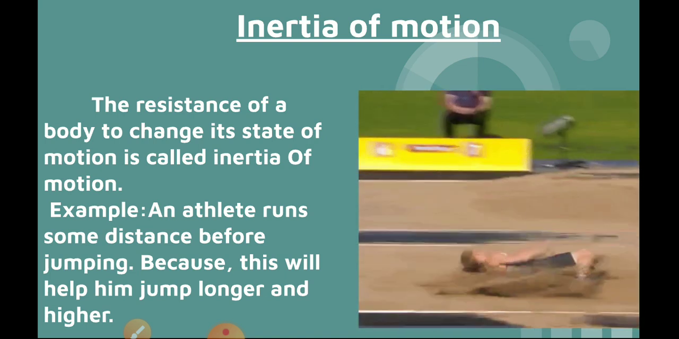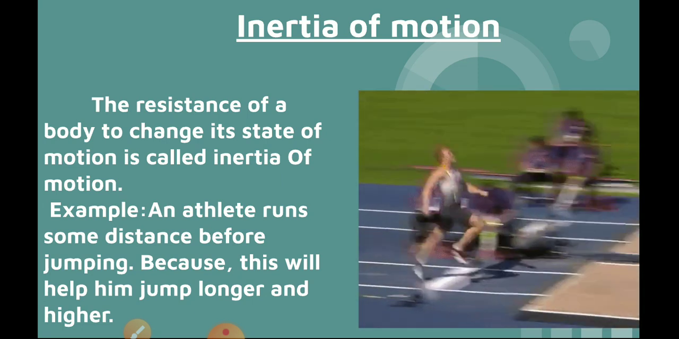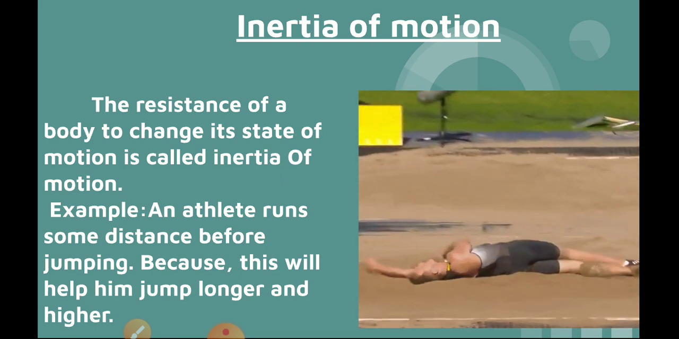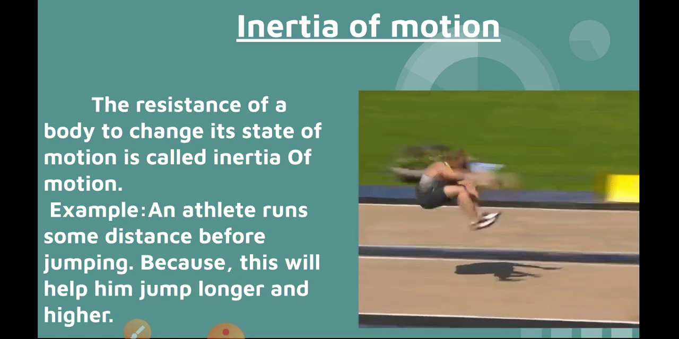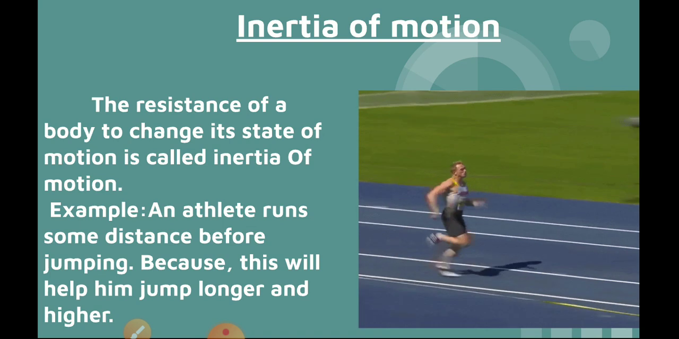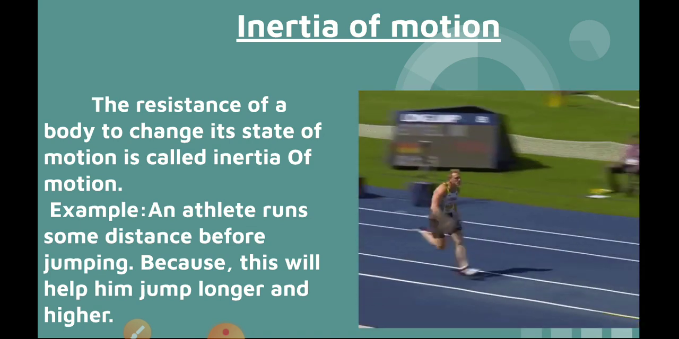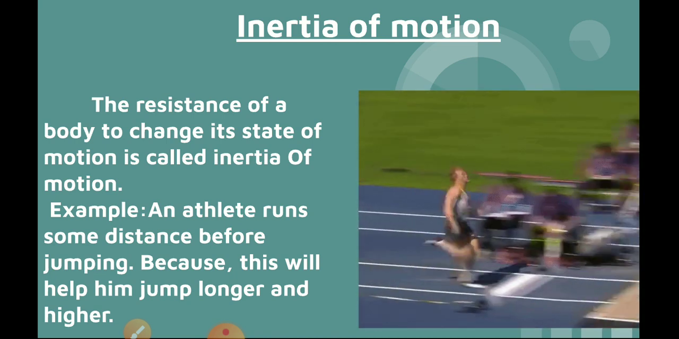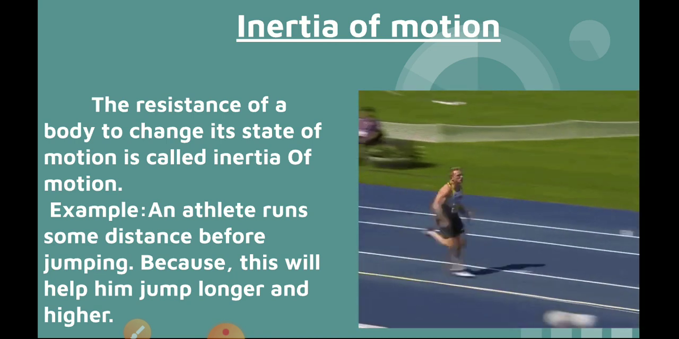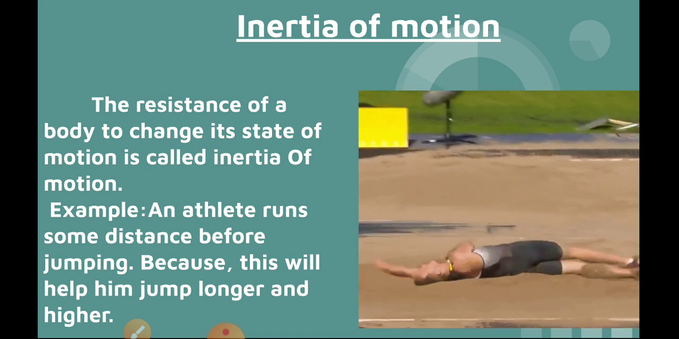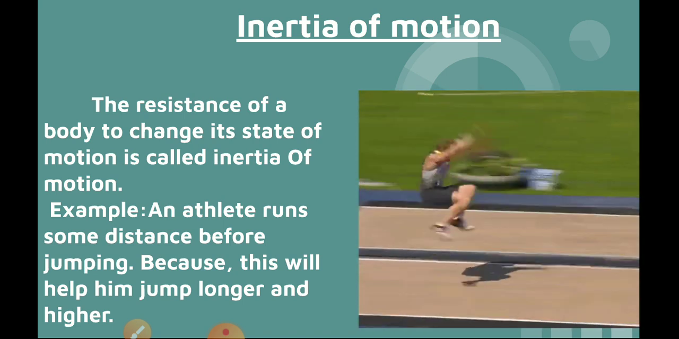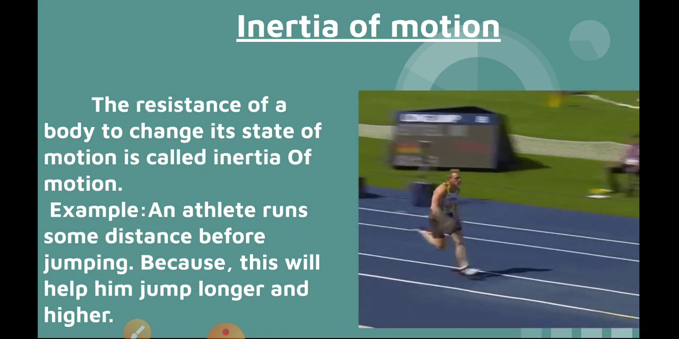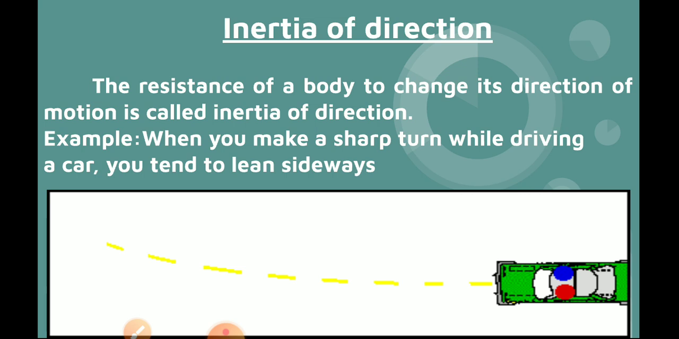For example, an athlete runs some distance before jumping because this will help him jump longer and higher. We just came up with the same example as there is in your book, so that it will be easy for you to remember and make a difference between inertia of rest, inertia of motion, and inertia of direction. These pictures will be very useful for you to remember. Next we move on to the next slide.